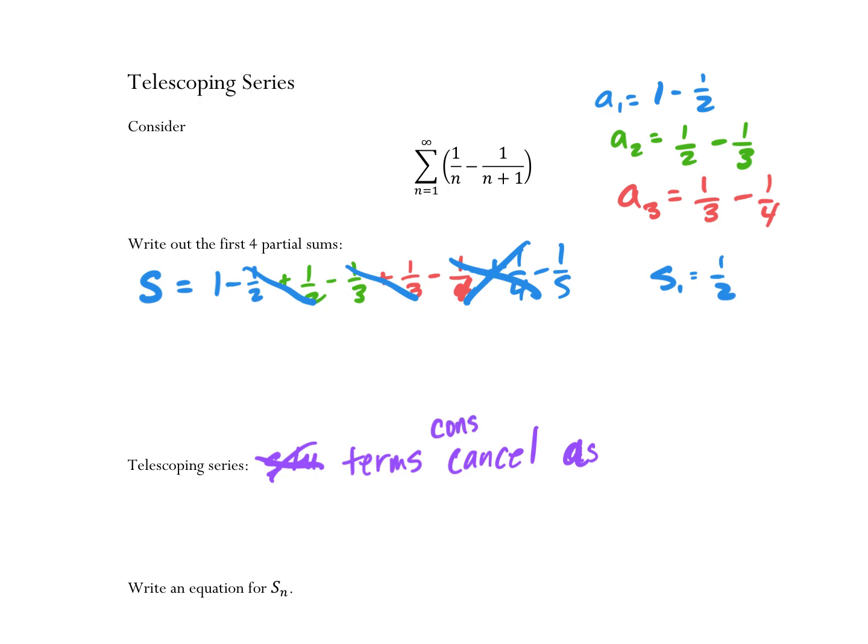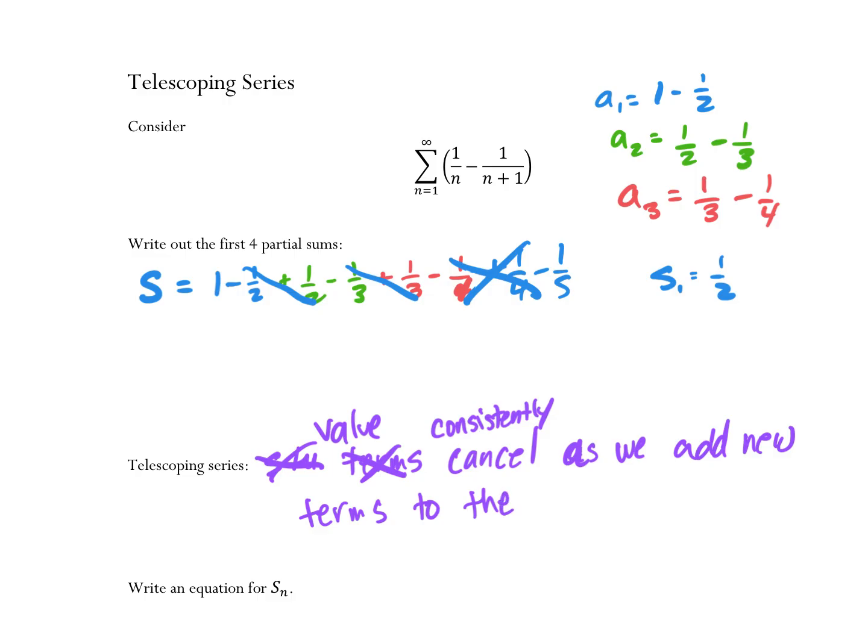I would say terms will consistently cancel as we add new terms in the sequence. Let's do it this way: values consistently cancel as we add new terms to the series. That's the best way to describe it. And that's why we call it telescoping, because a telescope nests inside itself, like the outer rim of a telescope. You can see it stretches out or condenses back down when you add it together.